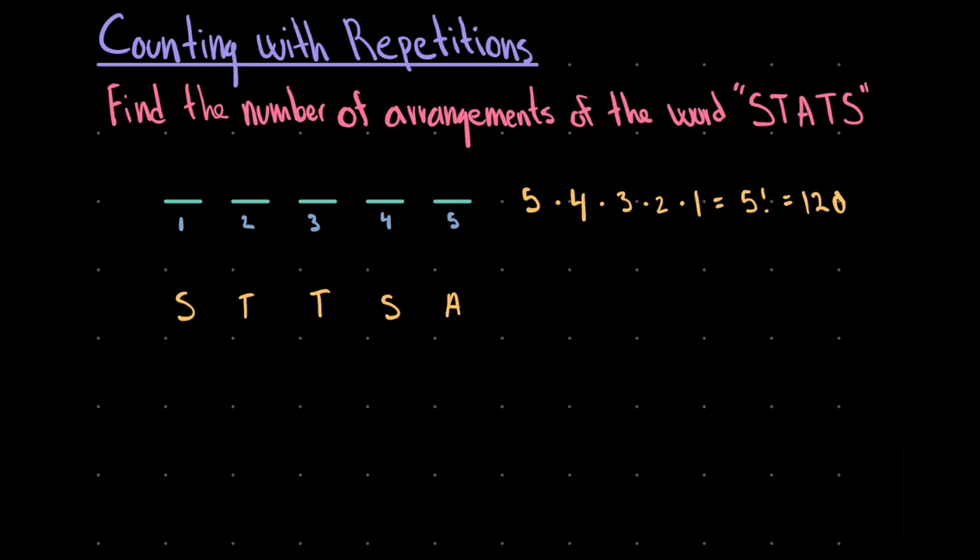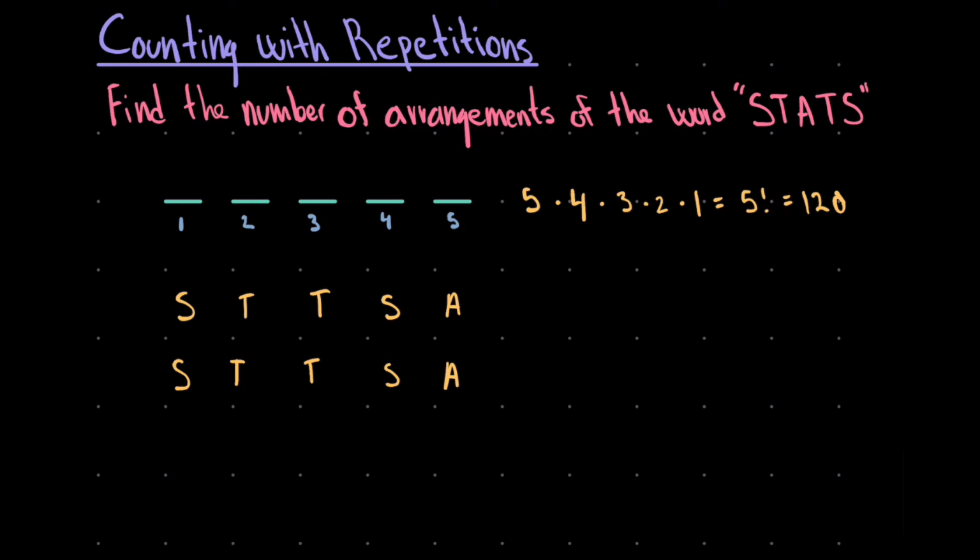Now we'll build it another way. Let's say the first S goes into the 1st spot. The first T goes into the 2nd spot. The A goes into the 5th spot. The second T goes into the 3rd spot. And the last S goes into the 4th spot. Well, it turns out that we have the same arrangement, STTSA. However, we got to it in 2 different ways. And so we know that out of the 120 arrangements that we counted, there are going to be some duplicates.